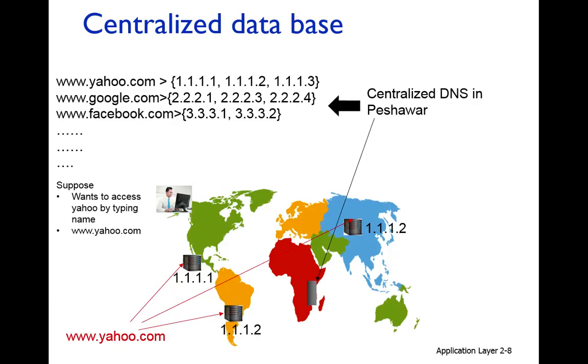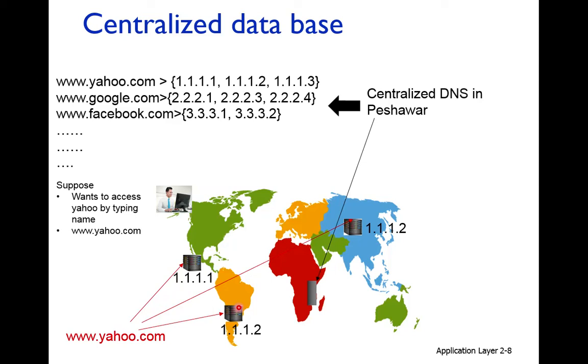Suppose this is a figure and this is a centralized DNS, and suppose this centralized DNS is located in Peshawar. In this centralized database, we have stored the name of the machine, for example, www.yahoo.com, and its corresponding IP addresses. Why are there 3 IP addresses? Because yahoo.com has 3 servers, one here, and one here. So their name is the same, yahoo.com, but their IP addresses are different.